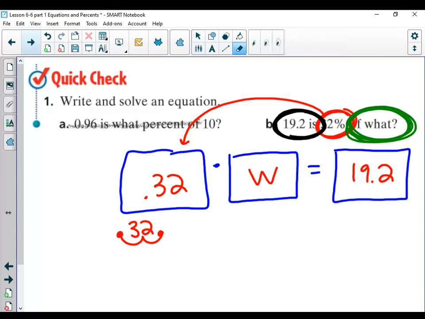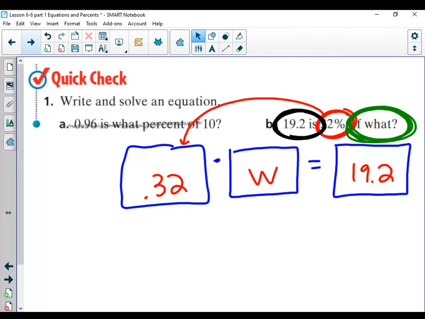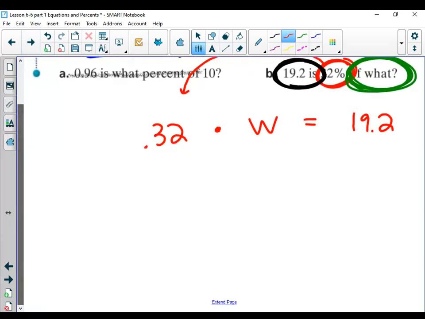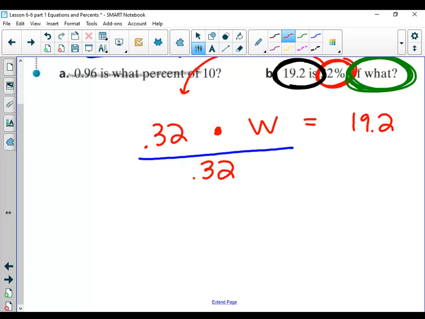Okay, now I'm going to solve it not with cross product. And if you're thinking, oh, I like cross product, great, I'm so glad you like cross product. We're just not going to do it on this one. I'm supposed to do 0.32 times W, but I can't. So if I can't multiply, then I divide on both sides.